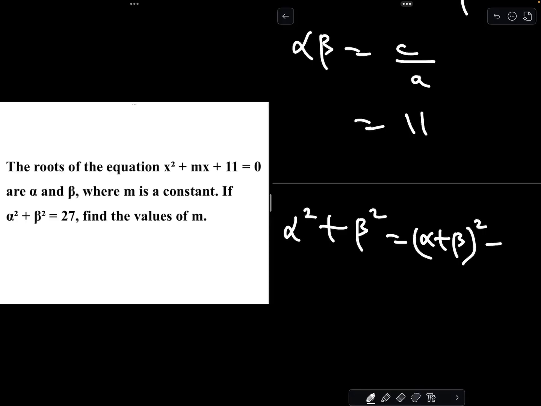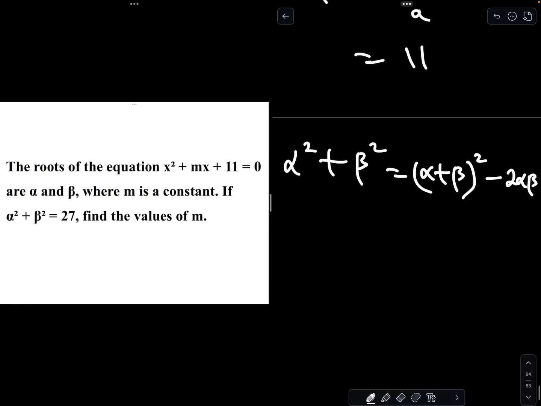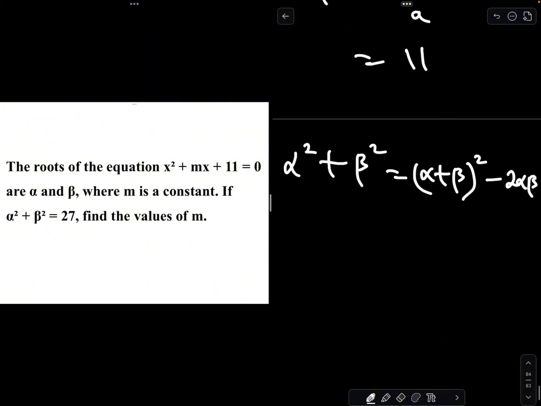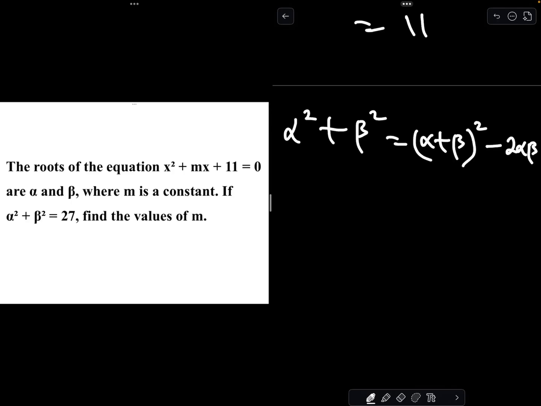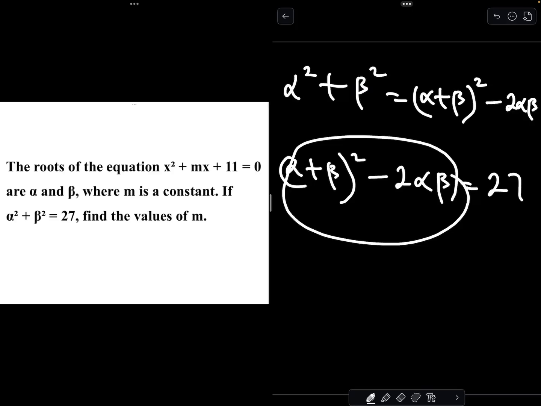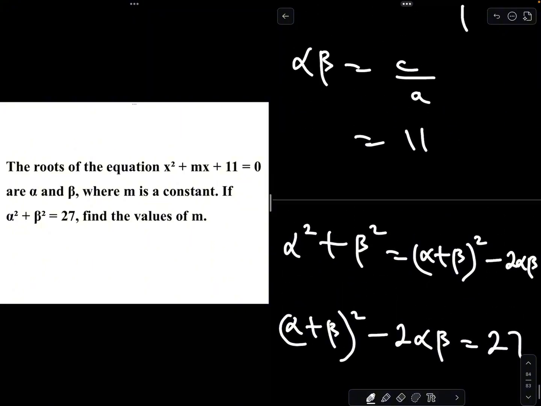Alpha plus beta all squared minus 2 alpha beta. And we already know that alpha squared plus beta squared is 27. So that simply means alpha plus beta all squared minus 2 alpha beta equals 27, because this is alpha squared plus beta squared. Now, what is alpha plus beta?